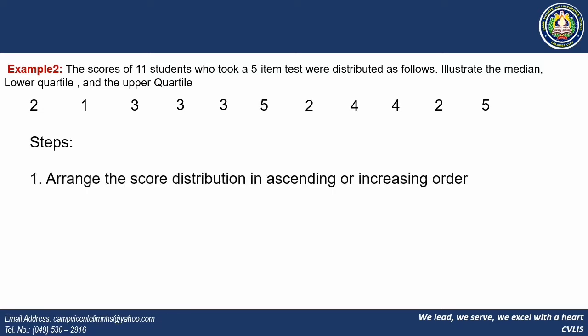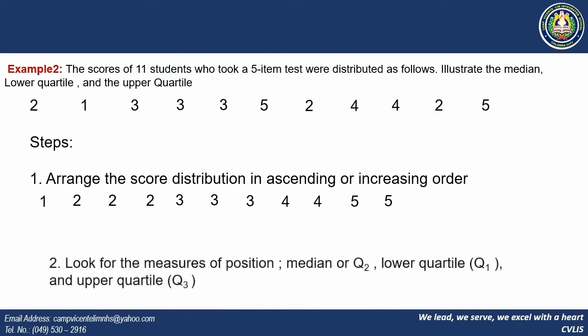so we need to follow the steps. First, arrange the score distribution in ascending or increasing order. We have 1, 2, 2, 2, 3, 3, 3, 4, 4, 5, and 5.